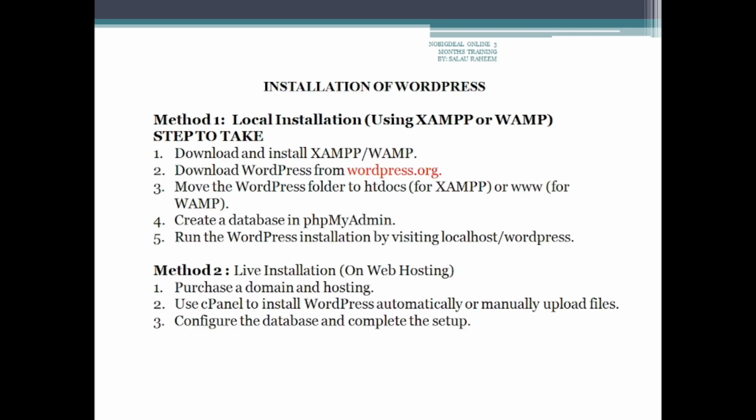Then how do we install this WordPress? We have two methods. The first method is local installation. That is, you'll be using your XAMPP, WAMP, LAMP, and the rest. Those are the local servers. Then the second method is live installation. That one is when you want to host a real website to be published.